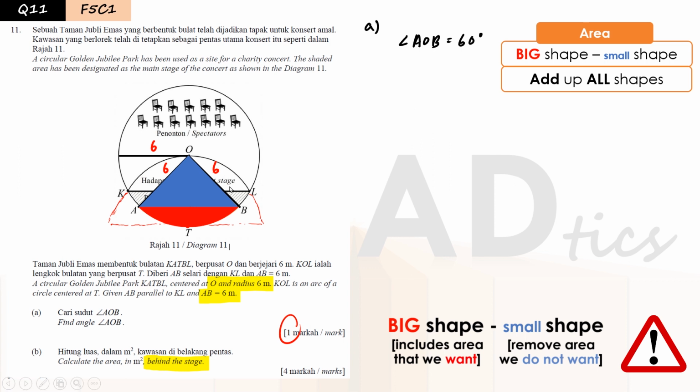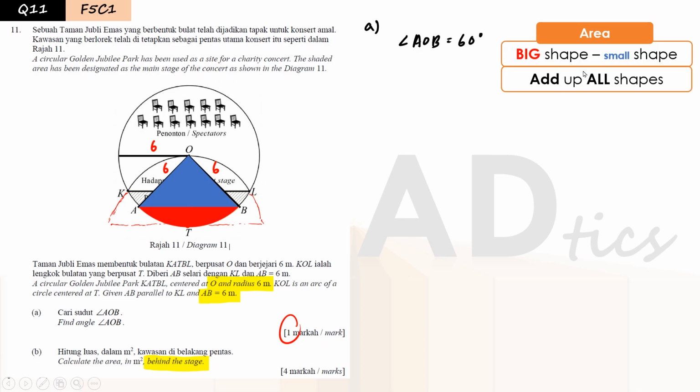Okay, so if I minus the big shape with the small shape, then I can find the area that I want, which is this small part, right? Big shape minus small shape, then I can find the area that I want, which is below here.